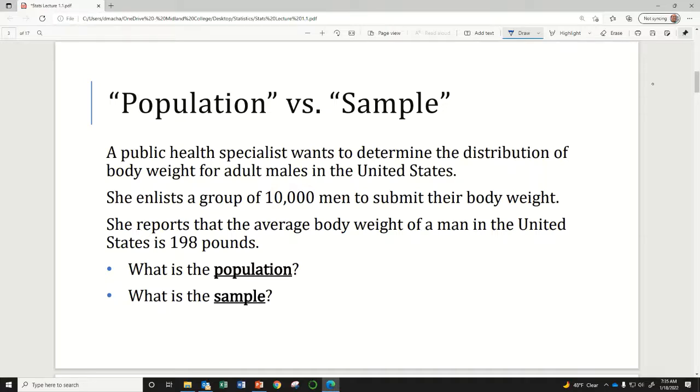The population, what we mean by this word population, is the group that we're trying to study, or the process that we're trying to study. And what we're trying to study right now is adult males in the United States. So the set of all adult males in the United States, that would be the population for this study.